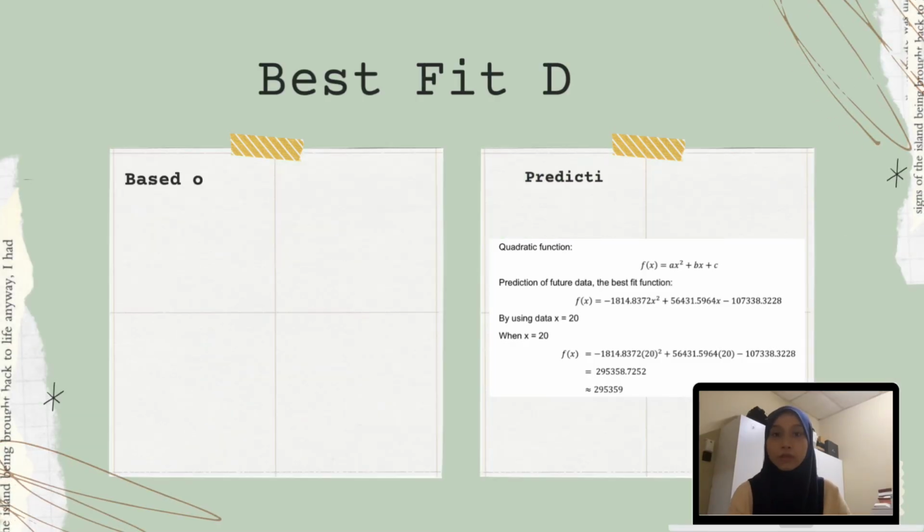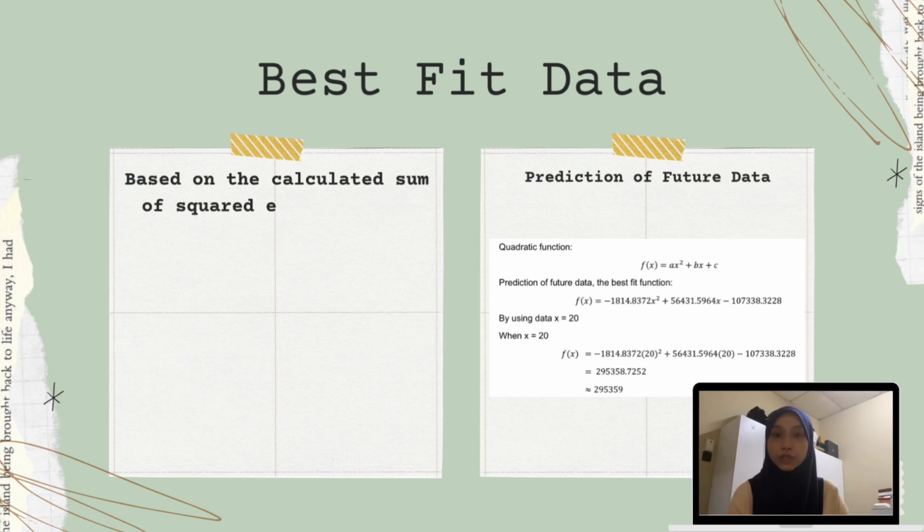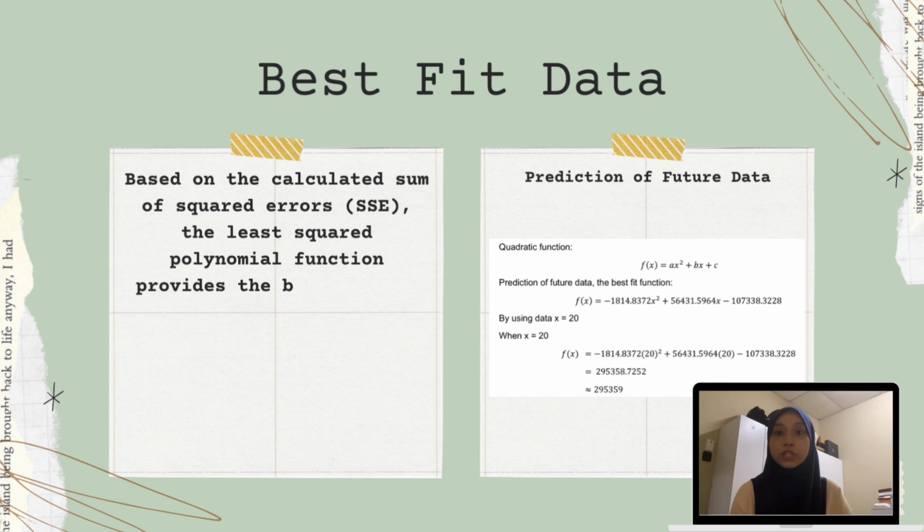Based on the calculated sum of squared errors, we found that the least squares polynomial function gives the best fit for predicting future trends. This is because it produced the lowest error compared to both the linear and the exponential models. So it is the most accurate model among the three. Now let's move to the prediction of future data.